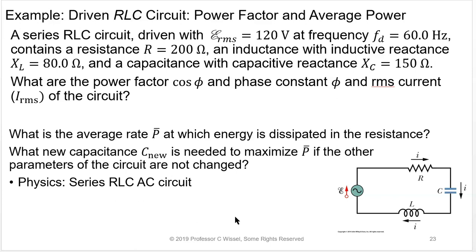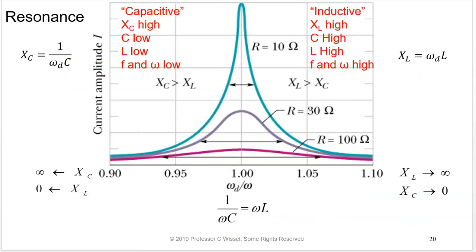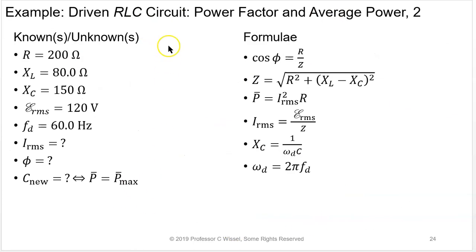Okay, the physics of this is a series RLC AC circuit. And the first thing I look at here, I see XC is greater than XL. So I know I'm on the capacitive side of the resonance curve. So I'm below resonance. So we write down our knowns and unknowns. Resistance is 200 ohms, XL is 80 ohms, XC is 150 ohms. The RMS value of E is 120 volts. Driving frequency, which is the generator frequency that will drive the circuit, is 60 hertz. We want to know the IRMS, the phi, and whatever new capacitance we need to get the power to maximum. In other words, we want to achieve resonance.